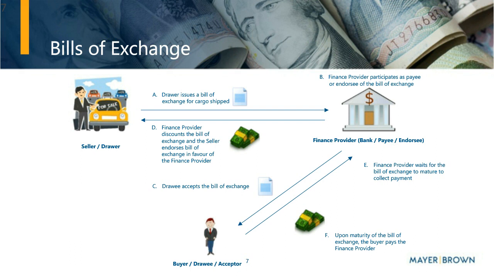So where does the finance provider come in? Under the legislation, the bill of exchange can be drawn payable to the drawer or to the order of the drawer, or the named payee, or less commonly, payable to the drawee or to the order of the drawee. The finance provider is usually a payee or an endorsee, where the seller drawer endorses the bill of exchange to the finance provider, where the bill of exchange is made to the order of the drawer seller.